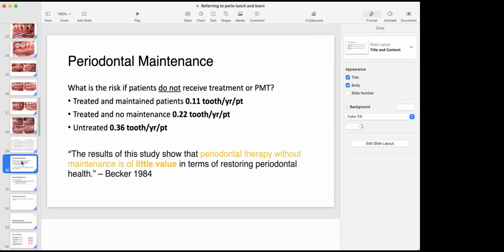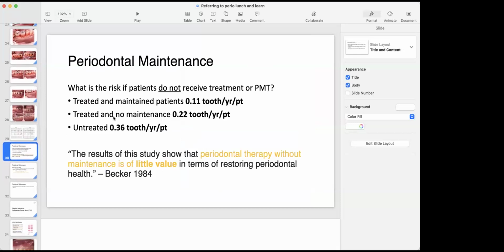So here's a quick study for why they need to get their perio maintenances regularly. Patients who did not get maintenances regularly after treatment lost 0.36 teeth per year, as opposed to 0.11 teeth per year when they did. So the value of maintaining the patient after is just as important as their oral hygiene instructions and everything before.